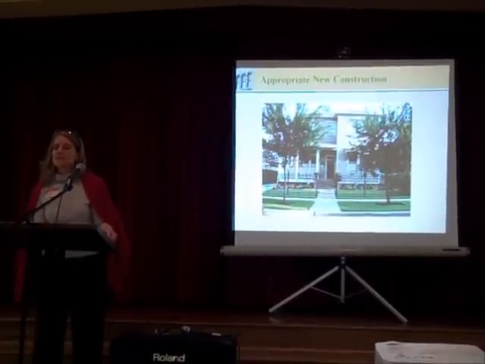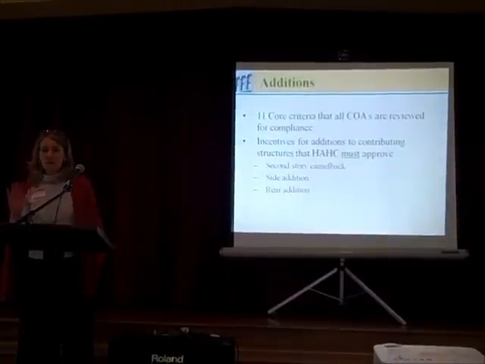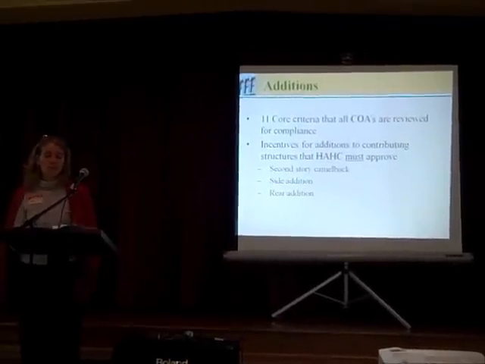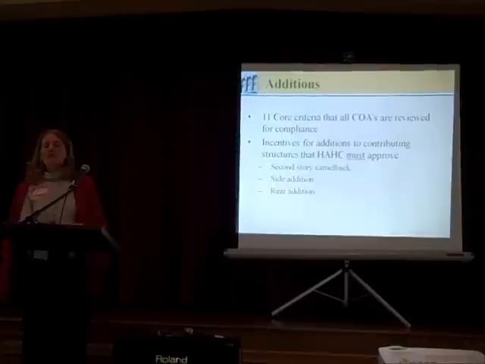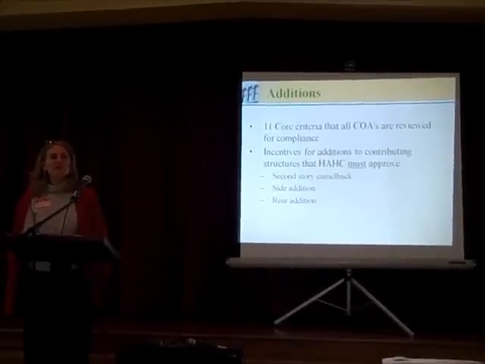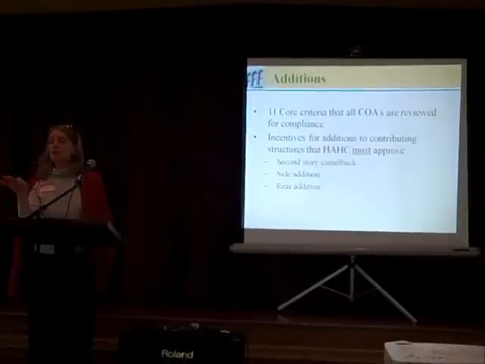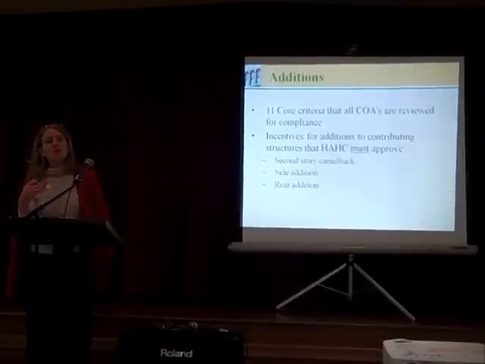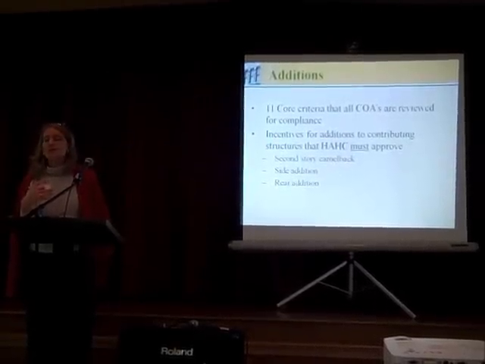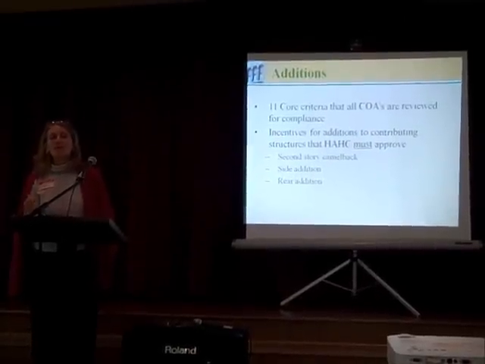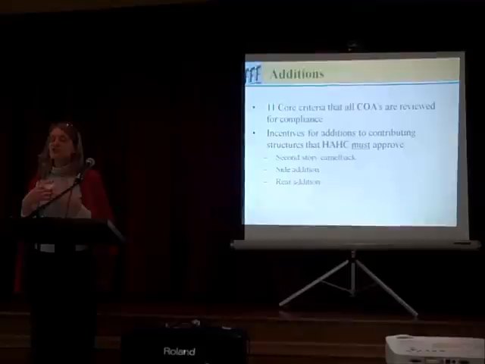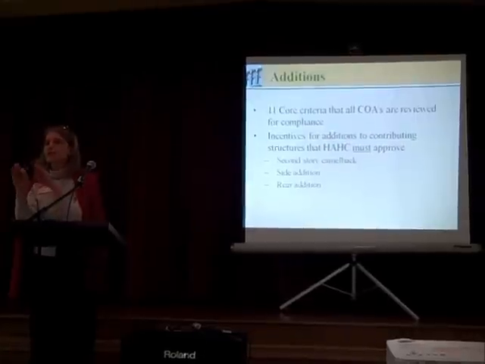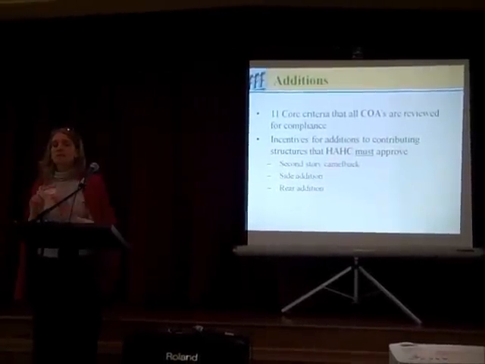All right, let's talk about additions, because I think there's some confusion, and I know there's confusion, and I'm going to walk you through and give you some examples. This is where we really added some slides. The ordinance has about 11 core criteria that we review a certificate of appropriateness for. However, what we decided to do was put in what I would call incentives, and the incentives are to locate the additions to the rear, to do it to the side, or to do a camelback. And I'm going to walk through them in just a minute.